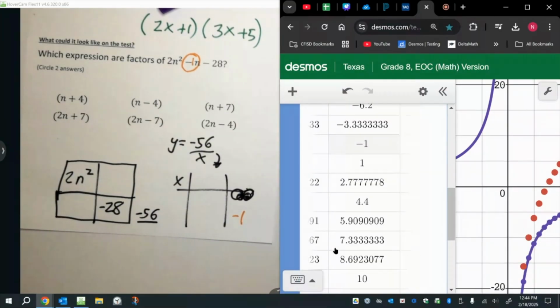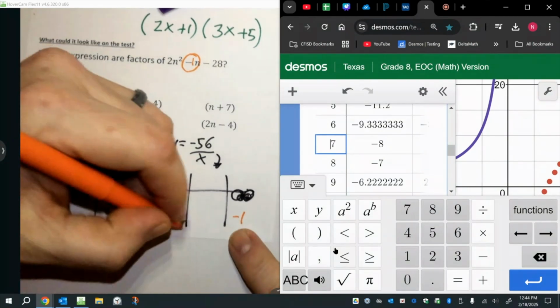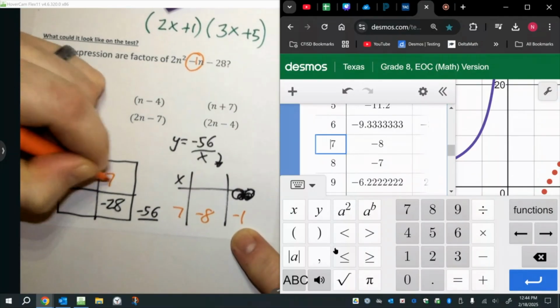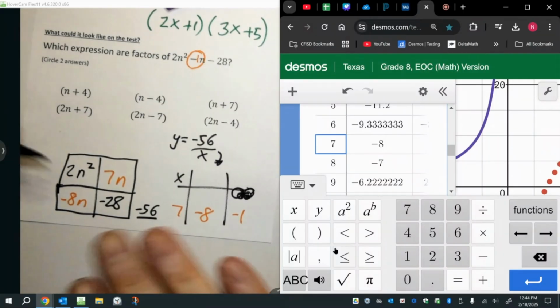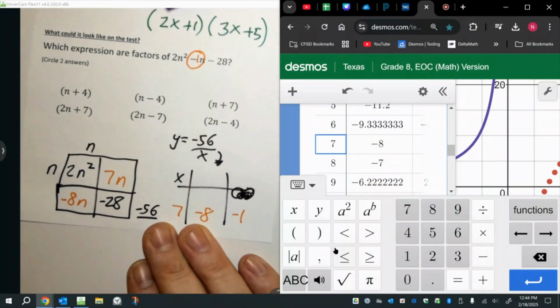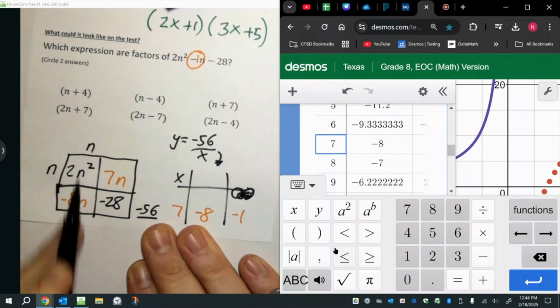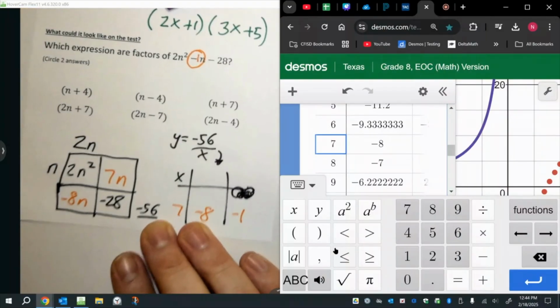Okay, so 7 and negative 8. So this is 7 and this is negative 8. So 7 with an n, negative 8 with an n. What goes on the outside? n times n. Which one's going to have the 2? Well, are these divisible by 2, or is this divisible by 2? You got it, the one on top is divisible by 2.